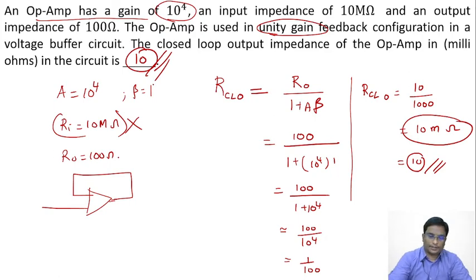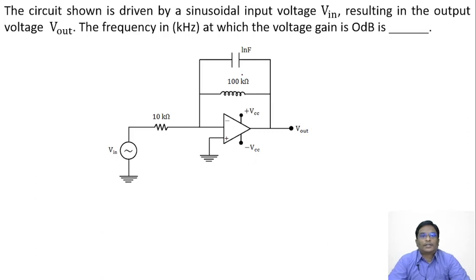Okay, next question. Let us move on to the next question. The circuit is driven by a sinusoidal input voltage V in, resulting in the output voltage V out. We need the frequency in kilohertz at which the voltage gain is 0 dB. In dB, 0 means the normal value is 1, since 20 log of 1 is 0. So it is the frequency at which the voltage gain becomes 1, unity gain, or 0 dB.